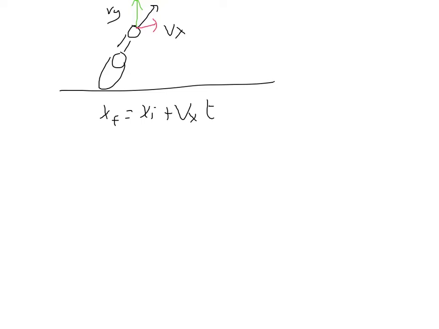So the final x is going to be the initial x plus the initial speed times the time. And now remember that I can just consider the x movement as if this thing was not moving vertically at all, right? Now if there's no air resistance, how much is the acceleration in the x direction? Exactly, 0. So that's all I need to know for the movement in the x direction.